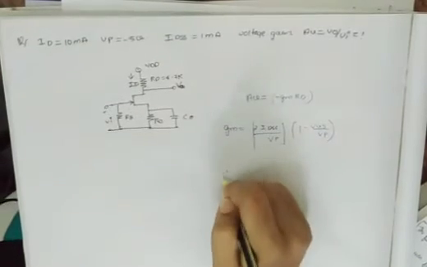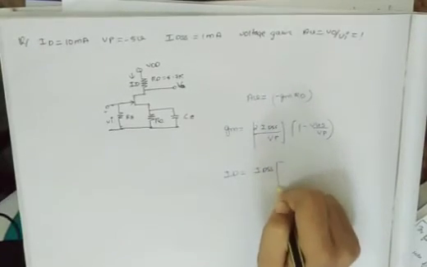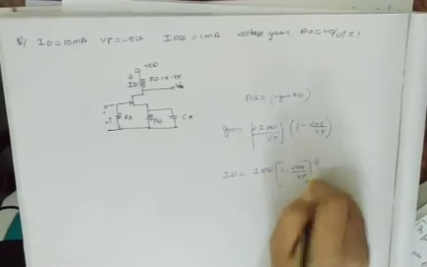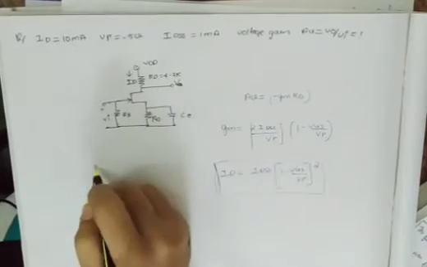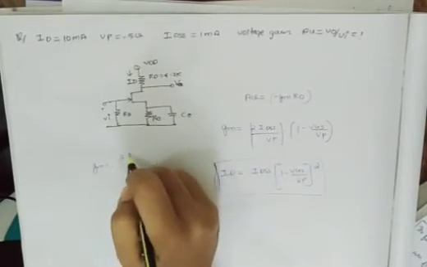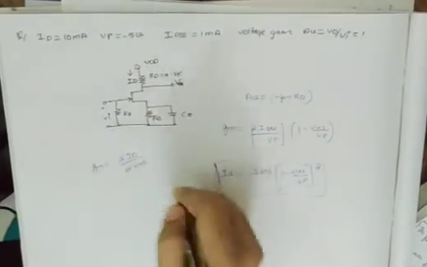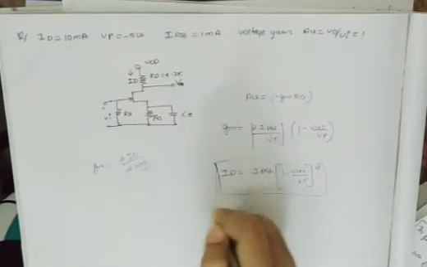Okay, the formula for ID is equal to IDSS into (1 minus VGS divided by Vp) the whole square. Please keep this formula in mind. And to find the Gm, Gm is equal to dou ID divided by dou VGS. Just differentiate this with respect to VGS, we will get Gm. So what will we be getting?